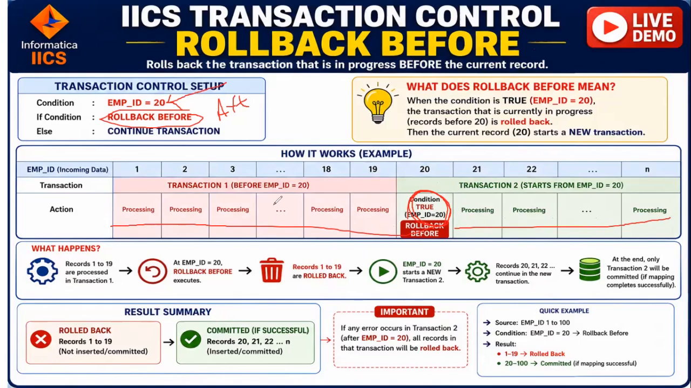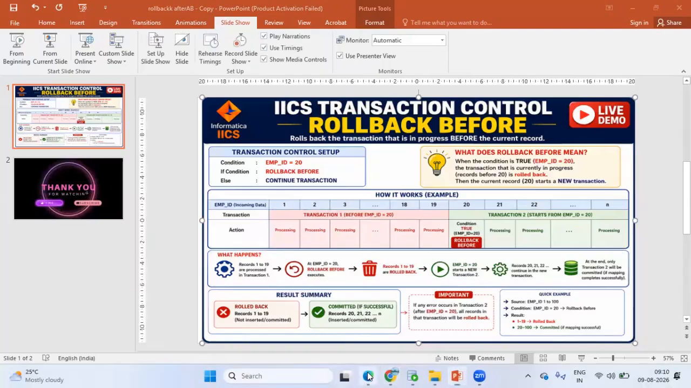In case of rollback before, what was happening, records from employee ID 1 to employee ID 19, we are getting the rollback. So this difference we will see on the IICS portal also. Let me take you to the IICS portal, and there we will demonstrate how exactly the rollback before and the rollback after works.